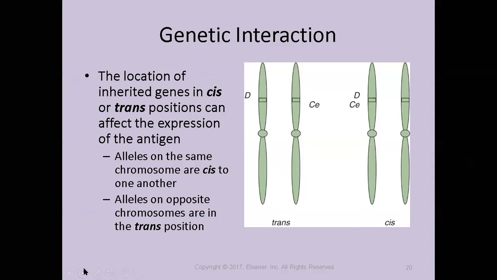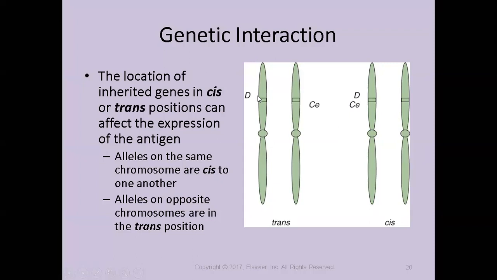Okay, so the next slide has to do with theories of genetic interaction, and this states that the location of inherited genes in certain positions can affect the expression of the antigen. Okay, so what the heck does this mean? When we have alleles on the same chromosome, we call them cis to one another. Okay, so let's look at the second set. Here we see some antigens of the Rh blood group system. So we have the big D, which is the one that confers Rh positivity, but then we see we have a big C and a little e. And they are all located on the same chromosome. So we can say that D is cis to C and E.